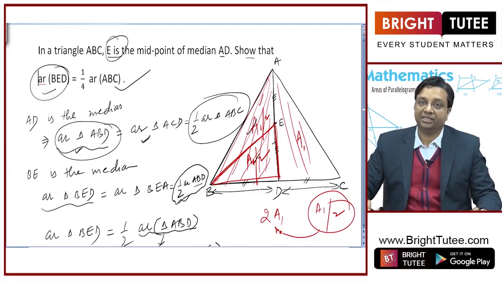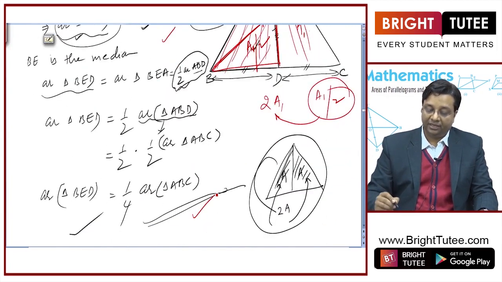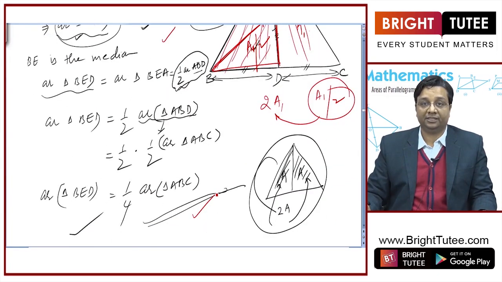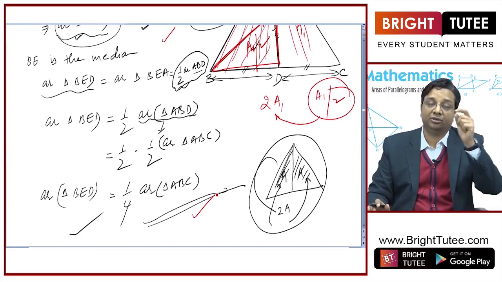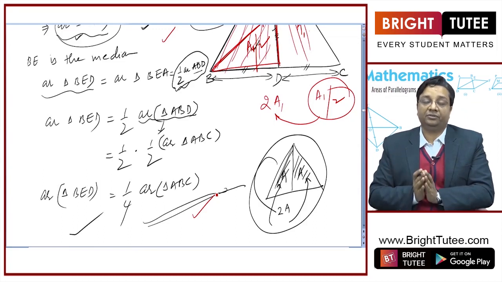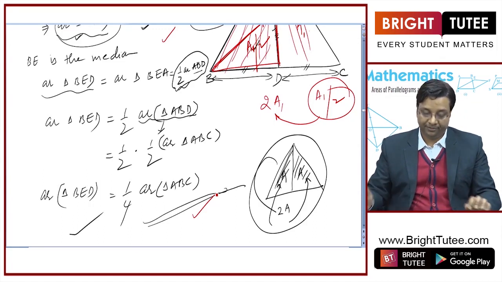So you could have simply seen this without writing all these steps if this question came in a competitive examination. You don't have to write all these steps, you just have to understand that if I draw a median, it will divide the triangle into two equal areas.